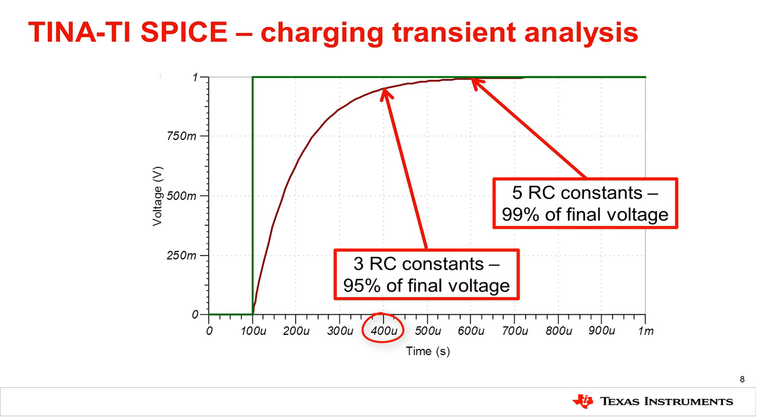So, we expect to see 95% of our final output level at 400 microseconds, and similarly, 99% of the final output at 600 microseconds. Considering that our initial voltage was 0 volts and our final voltage is 1 volt, we expect to see 950 millivolts across the capacitor and 990 millivolts across the capacitor at these points in time. This can be verified with a cursor in TINA-TI.